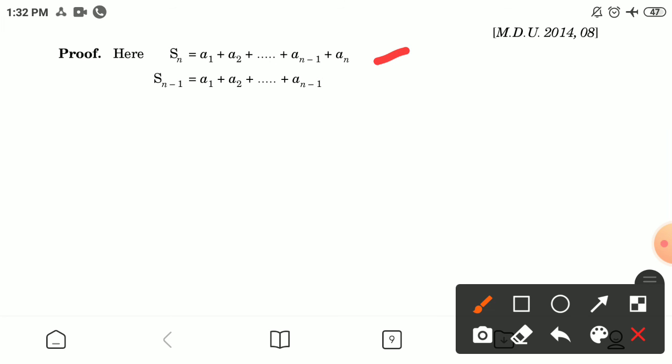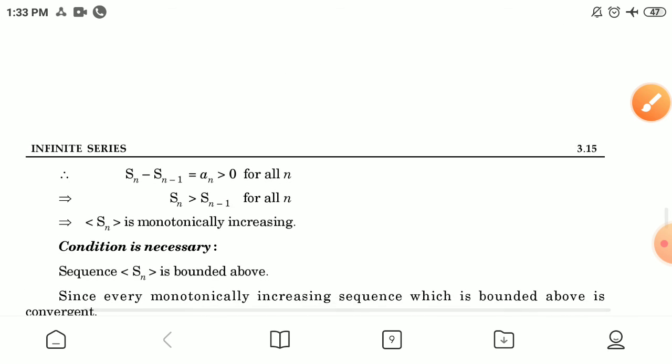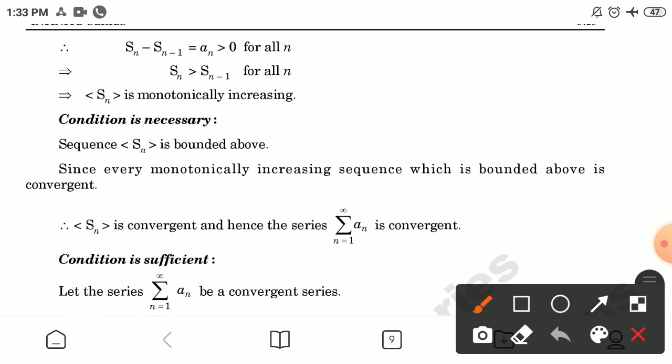Here Sn is the sum of first n terms, Sn minus 1 is the sum of first n minus 1 terms. Therefore Sn minus Sn minus 1 is equal to an, which is greater than 0 for all n. This implies Sn is greater than Sn minus 1 for all n. This implies that the sequence Sn is monotonically increasing. Now the condition is necessary: the sequence Sn is bounded above, since every monotonically increasing sequence which is bounded above is convergent. Therefore Sn is convergent, hence the series is convergent.